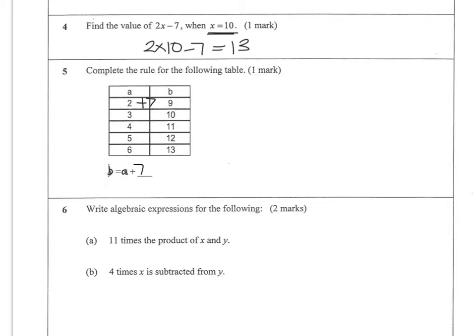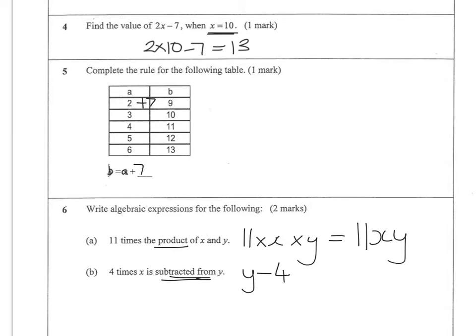Okay, algebraic expression. 11 times the product of x and y. Product is times, so it's 11 times x times y, which can be simplified just to 11xy. 4 times x, or 4x, is subtracted from y. It's really important to do that from. So y is the beginning, and we are going to take 4x from that.